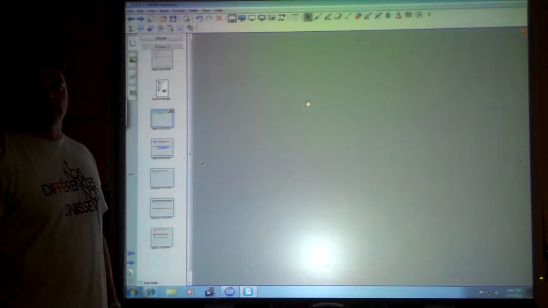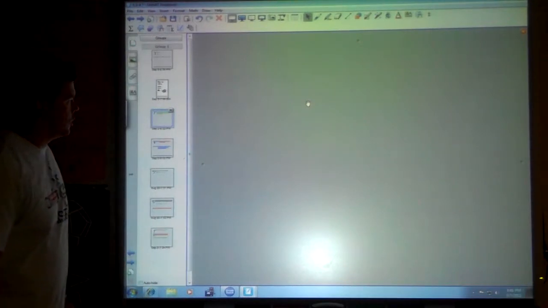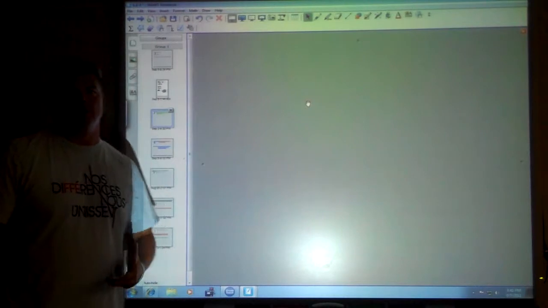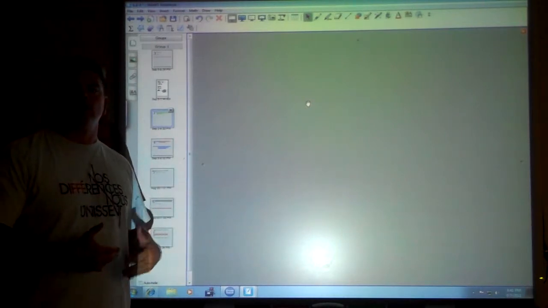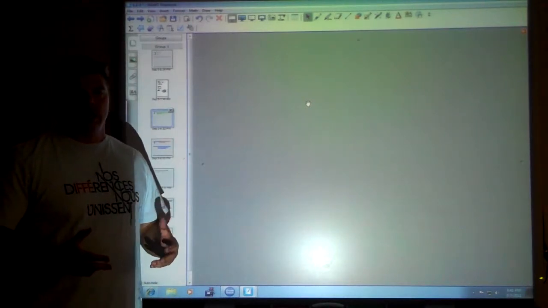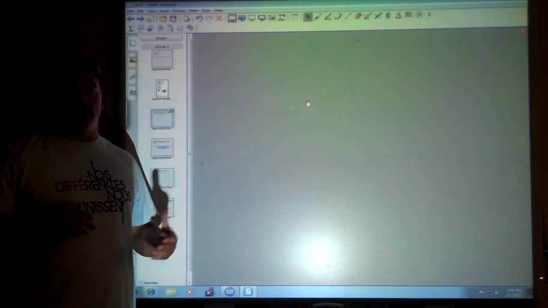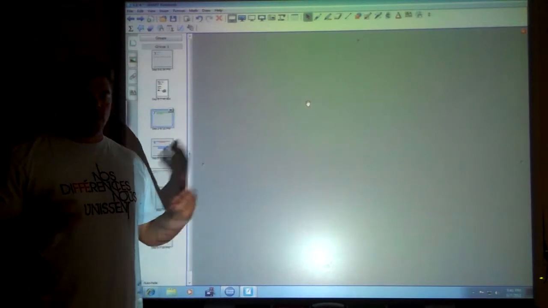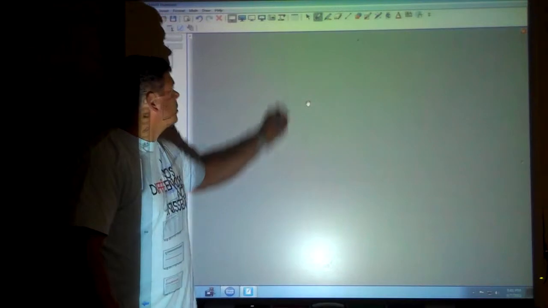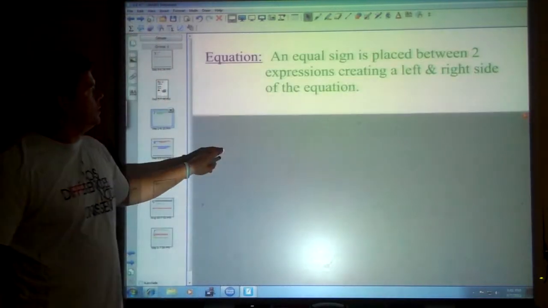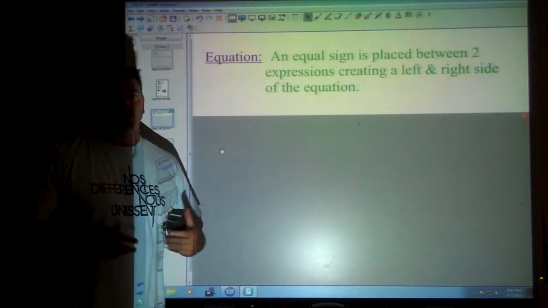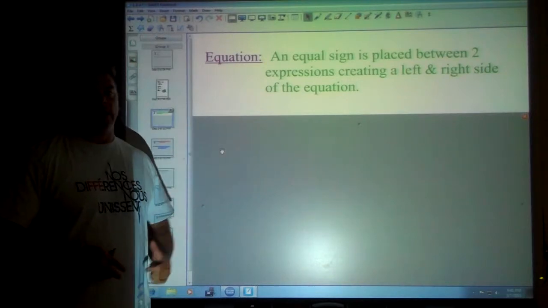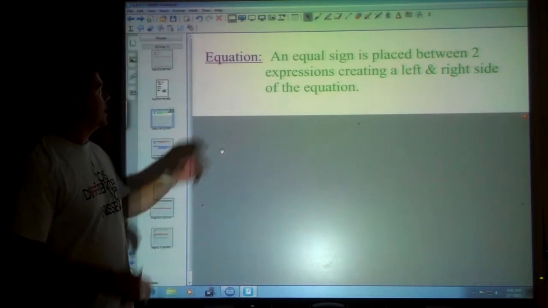Algebra Lesson 1-4. We spoke before about expressions, and today we're going to change from expressions and start talking about equations. There's really not too many differences between an expression and an equation, but for the most part, when we talk about an equation, we would say it's an equal sign placed between two expressions, creating a left and a right side of that equation.